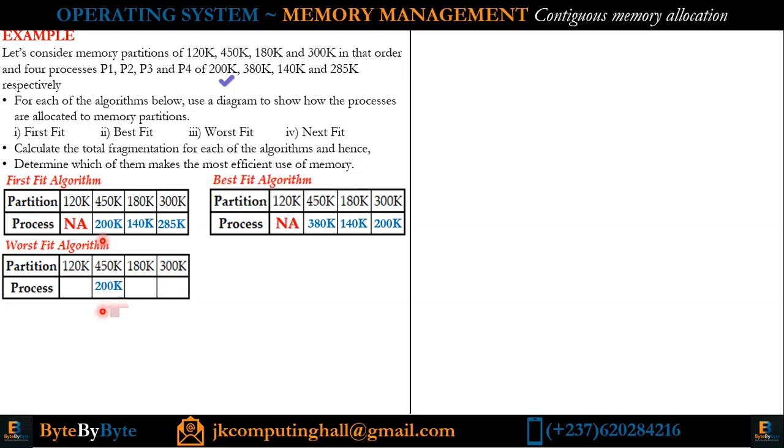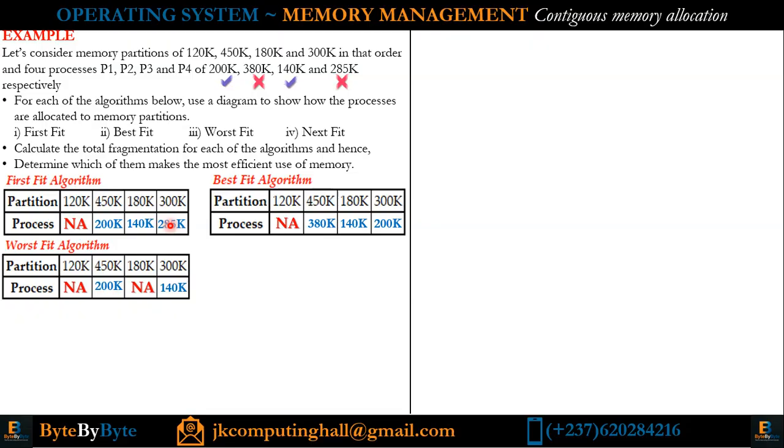380K, there is no partition that can accommodate it, so it remains unallocated. The 140K can be allocated to this partition or this partition, and the largest is this one. So the 140K will be allocated to the fourth partition. So we are done with that one. 285K, among the partitions left, which are free, none of them can accommodate the 285K. So this will not be allocated, and we have two different partitions not allocated. That is how the worst fit algorithm will work for this particular schema.